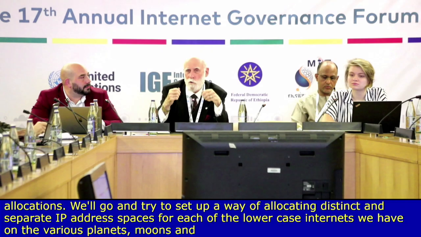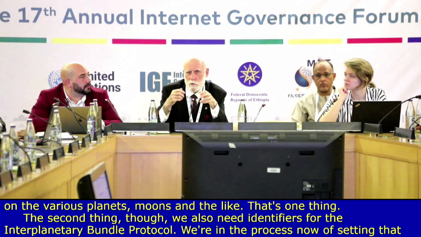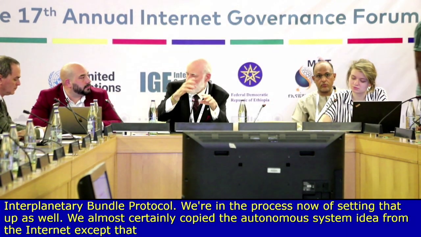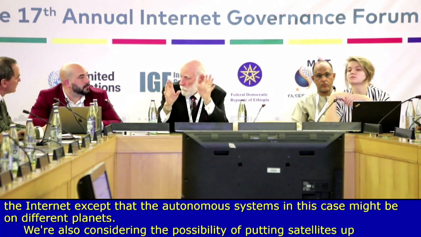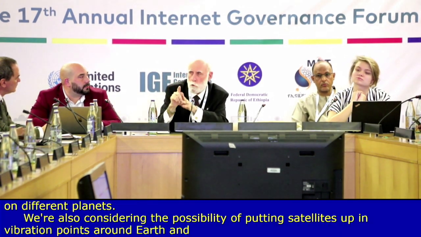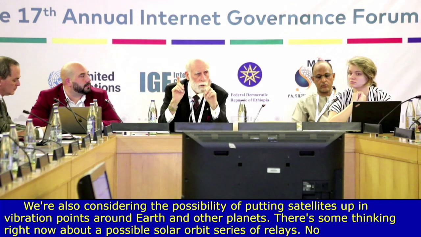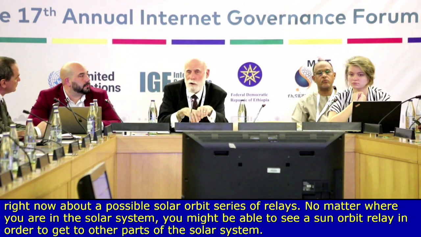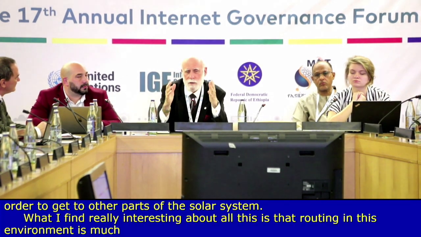IP address spaces for each of the lowercase internets that we have. The second thing, though, is that we also need identifiers for the interplanetary bundle. We will almost certainly copy the autonomous system idea. Systems in this case. I'm thinking right now about a possible solar orbit series of relays, so that no matter where you are in the solar system, you might be able to see a sun in order to get to other parts of the solar system.